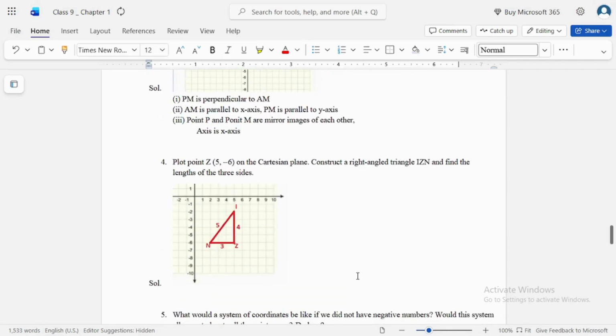Okay, coming to question number 4. Plot point Z (5, -6). This is Z (5, -6) on the Cartesian plane. Construct a right angle triangle IZN and find the lengths of the three sides. So there are multiple answers to this question. I have shown one of the possibilities. This is the way I have plotted this triangle IZN with point Z as (5, -6), where IZ is of length 4 and NZ is of length 3. So by Pythagoras theorem, the hypotenuse is of length 5 units.